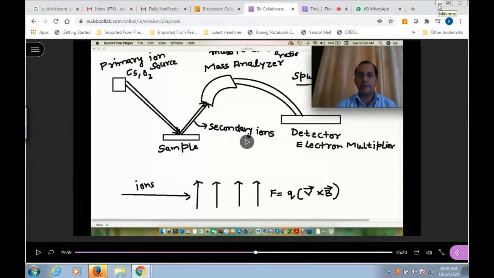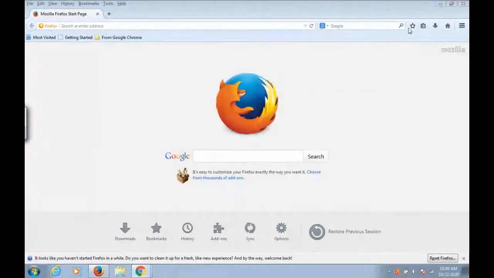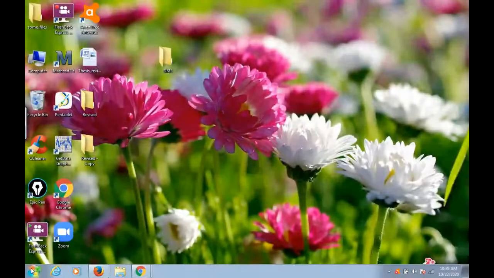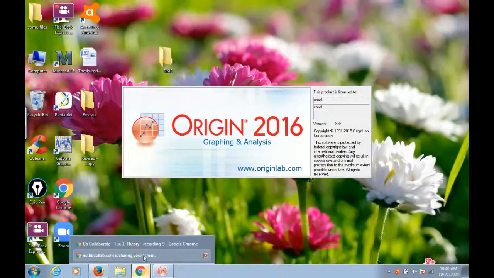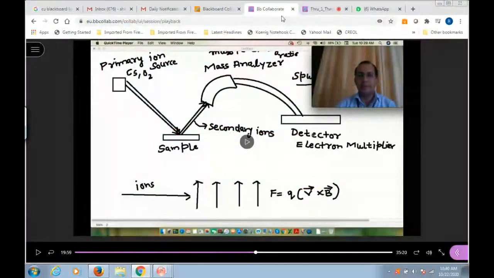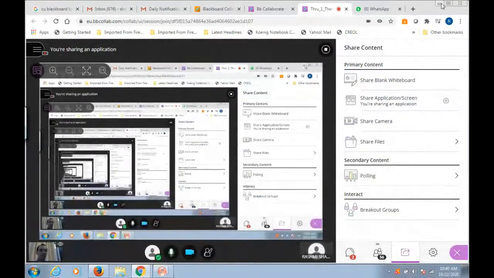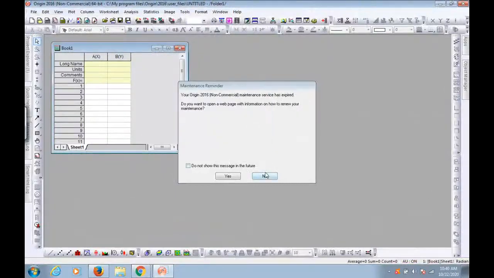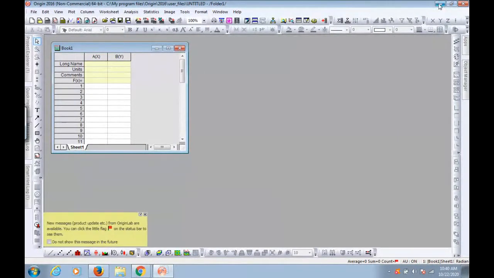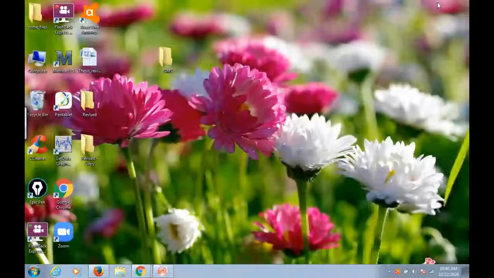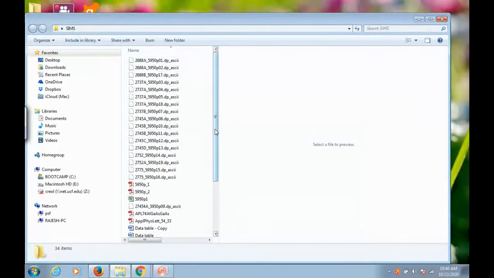Now let me open a few files for you guys. Okay, so maybe I can open these files. Let me open this Origin Lab. I hope that I'm sharing the screen with you guys. Yes, I'm sharing the screen.